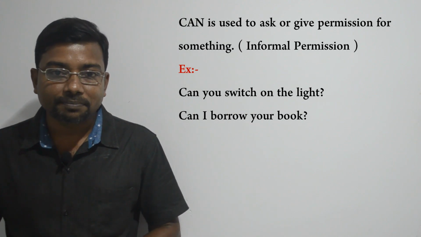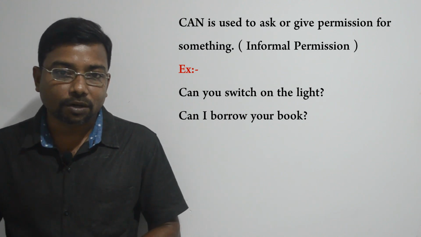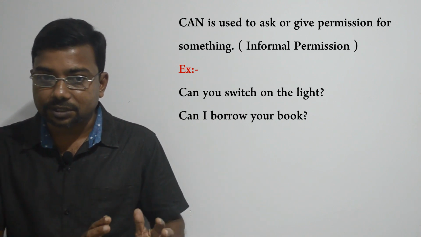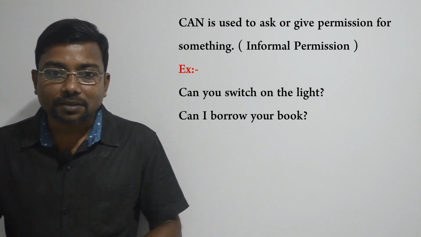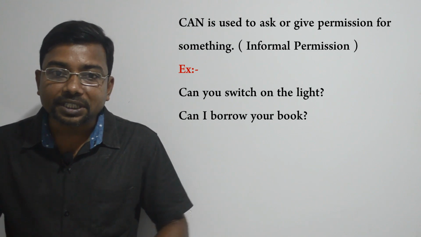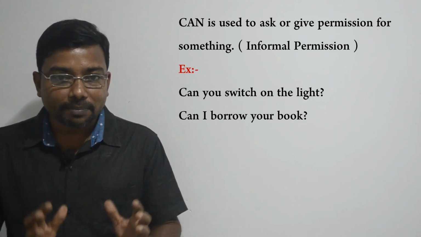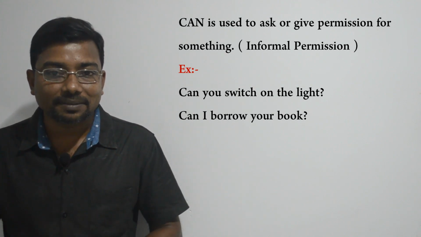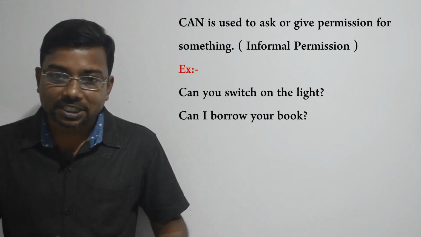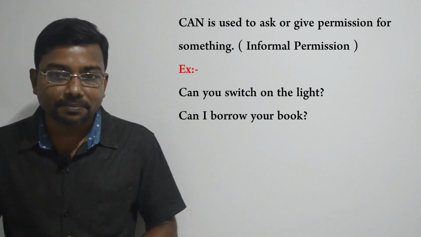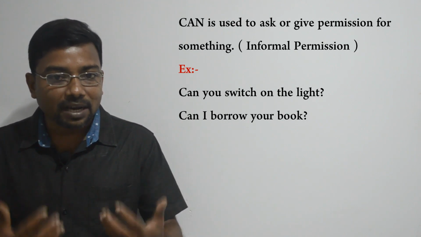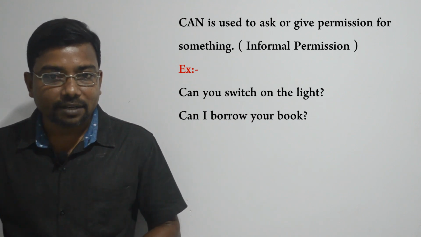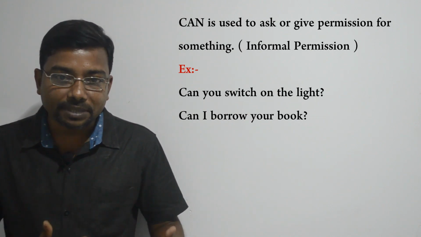Look at the second example. Can I borrow your book? Here also we ask a question, so every time we use can at the beginning of the sentence. So here also we use can to take permission in an informal way. In this example also, we talk about present situations, so therefore the verb also appears in simple present form. Remember, when you want to make a request in an informal way or to take permission, you can use the word can. We always use it in present situations, so therefore the verb also follows simple present form.